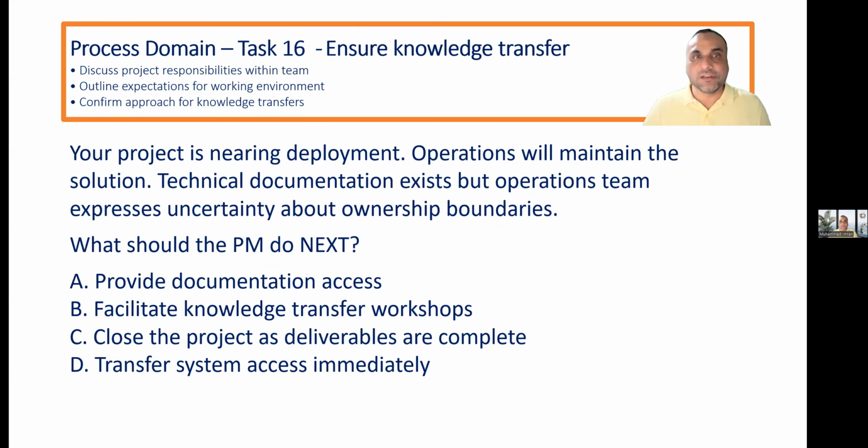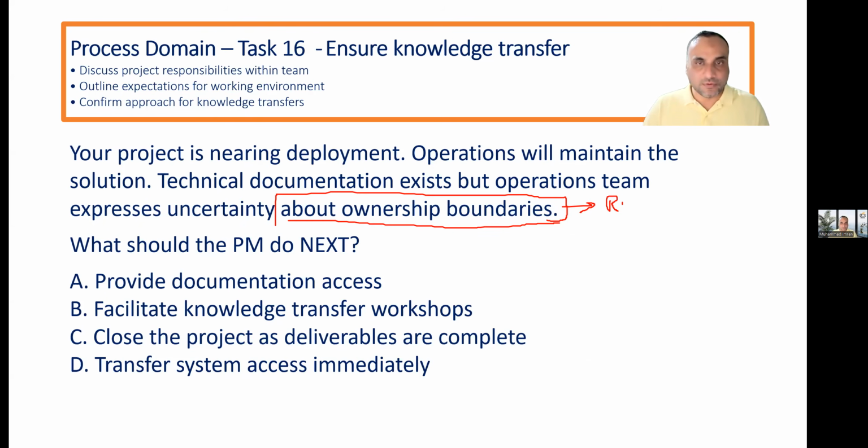Your project is nearing deployment. Operations will maintain the solution. Technical documentation exists, but operation team expresses uncertainty about ownership boundaries. Which document can resolve this problem properly, appropriately?